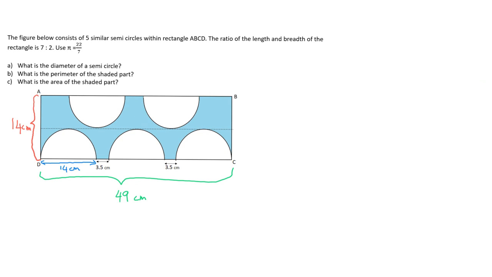Okay, so moving on to question C. What is the area of the shaded part? To find the area of the shaded part, we can find the area of rectangle ABCD and then minus the 5 semicircles. The area of a rectangle is the length times its breadth. So in this case, it will be 49 times 14, which is 686 centimeters squared.